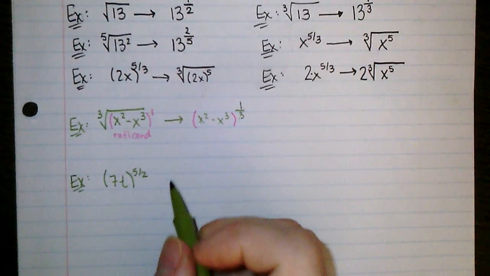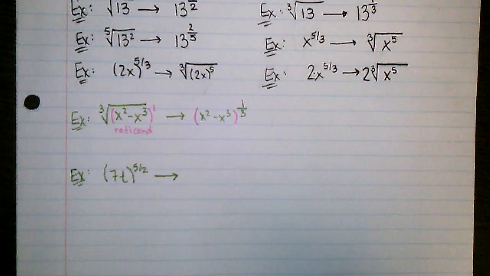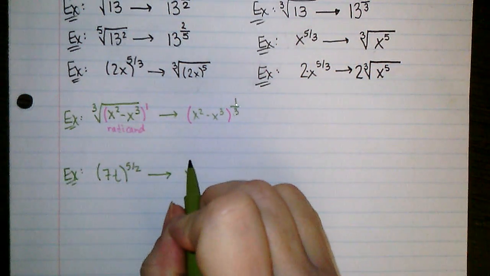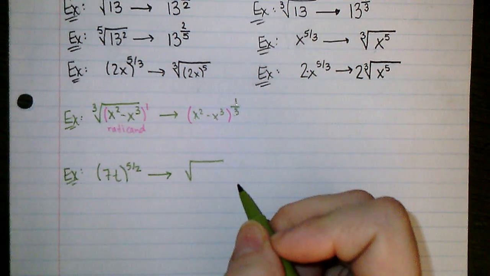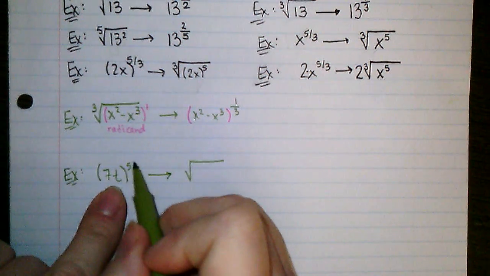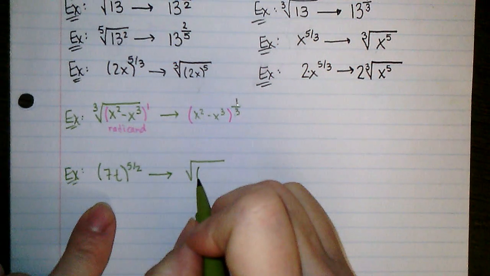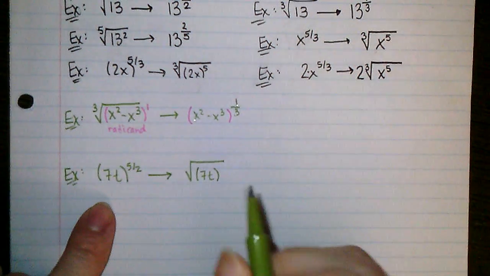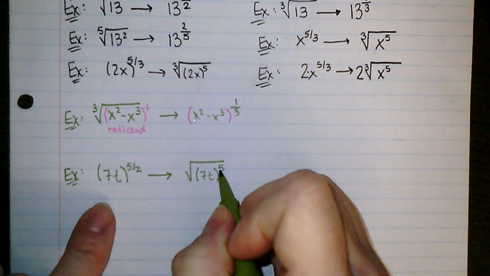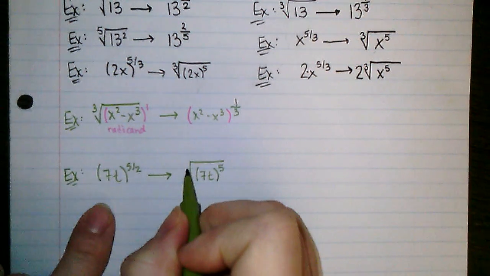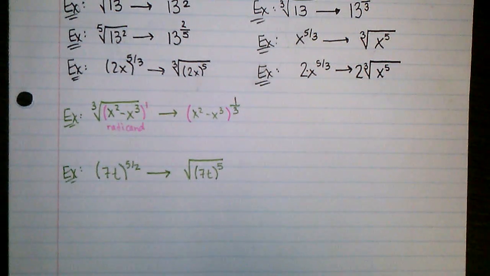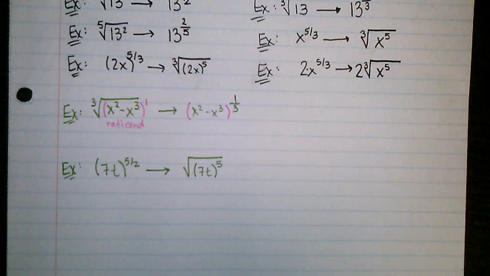Let's see if we can work a problem backwards now. 7t to the 5/2. This is in exponent form, so we're going to change it into radical form. Whatever the base is going to become the radicand. So the base is whatever the exponent is attached to. It's attached to that whole parenthesis. So the whole parenthesis 7t is the radicand. The numerator will become the power on the radicand. So that will be to the 5th power. The denominator becomes the index of the radical. And since that's a 2, which means it's a square root, we do not write that. So we'll just leave it square root of the quantity 7t to the 5th.